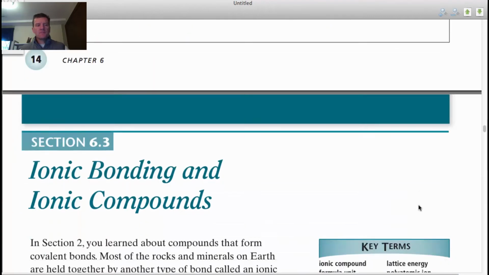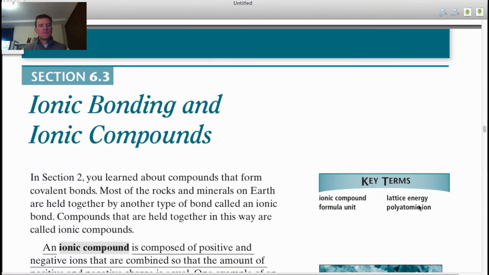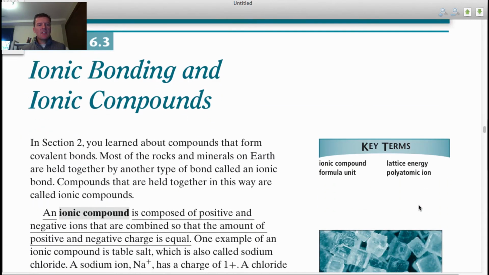All right. Let's talk a little bit about now ionic bonding, and let's talk about how this happens to form an ionic compound.